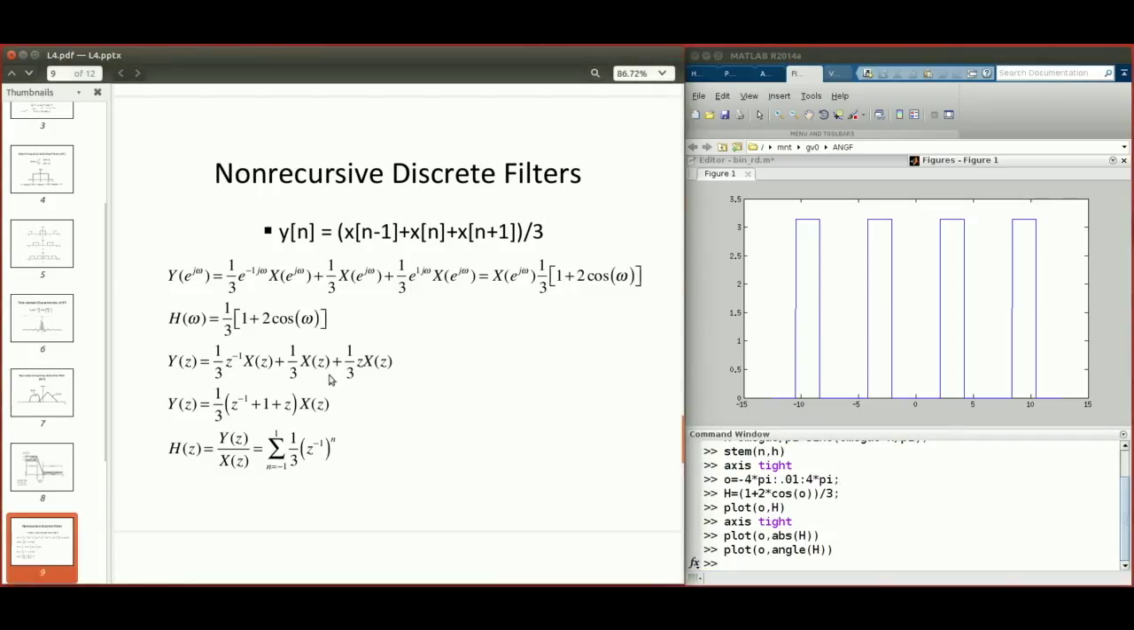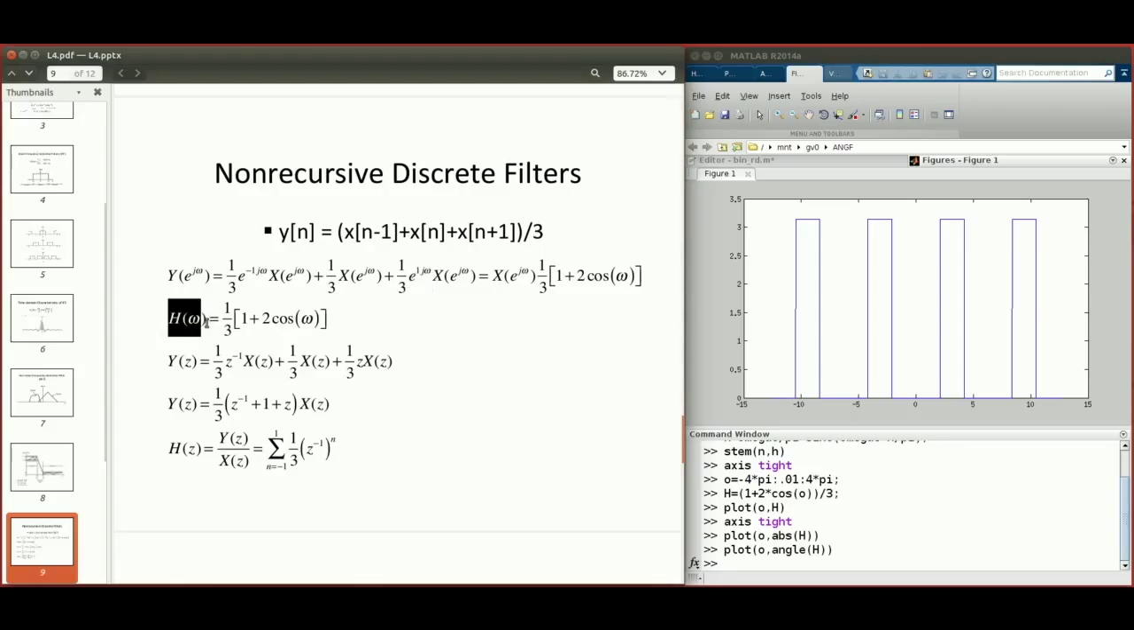Of course, we can generalize our derivation a little bit further. If we represent e to the j omega with a complex number called z, then it's one-third, with e to the j omega replaced with z. Then this is z minus 1, this is X(z), and this is z to the first power. Then you can do some algebra, take out X(z) because it's a common factor, and collect all the terms: z minus 1, 1, z.